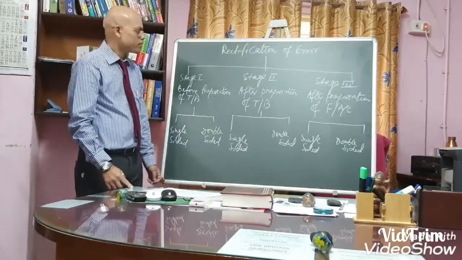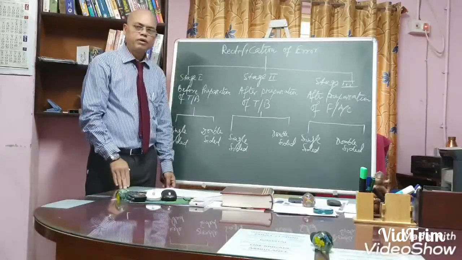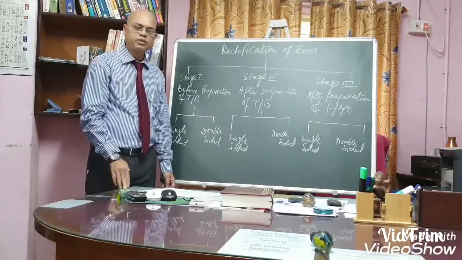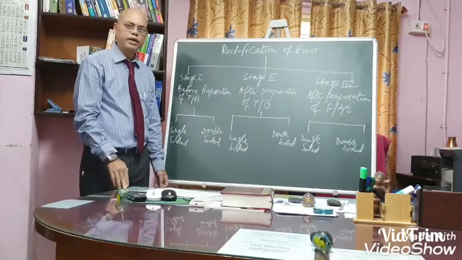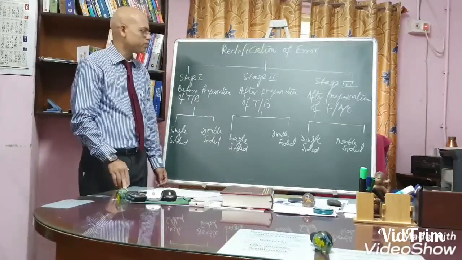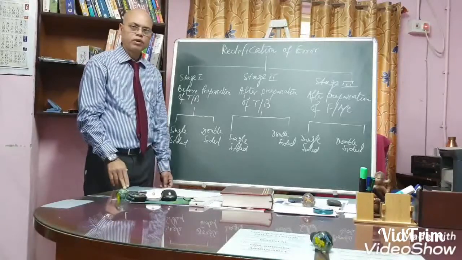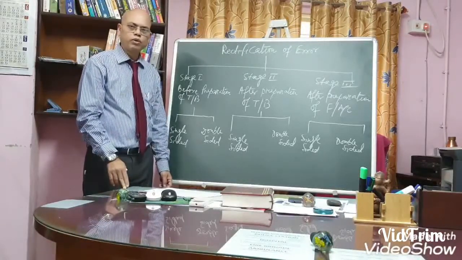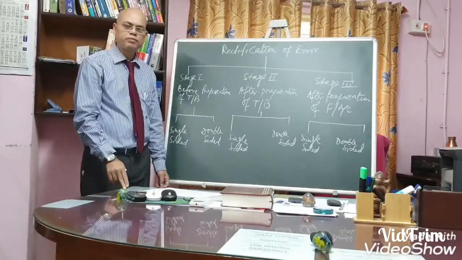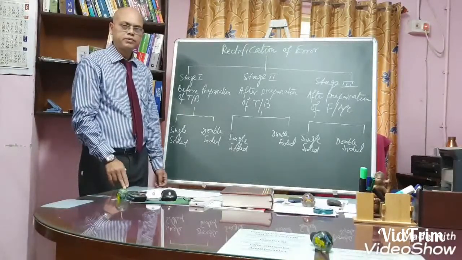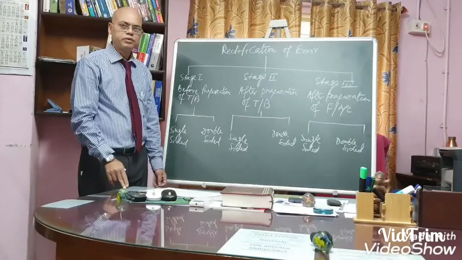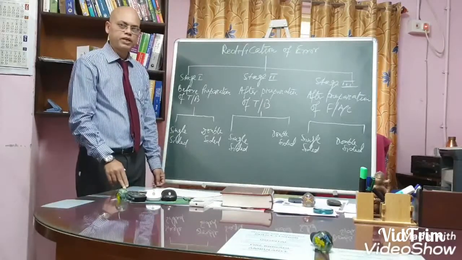First of all, if the academician or the accountant does not have proper knowledge of accounts, then they can commit mistakes in passing entries. And number two, for getting a true and correct view of the profit and loss account and balance sheet, errors should be rectified in the preparation of final accounts.